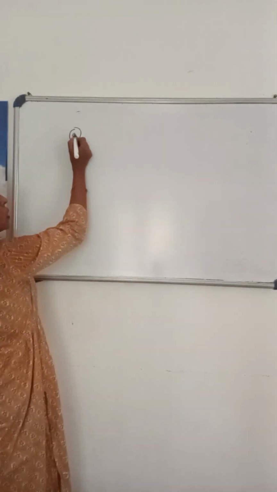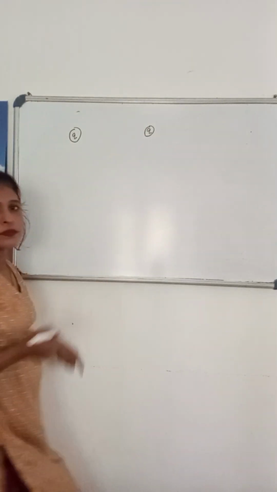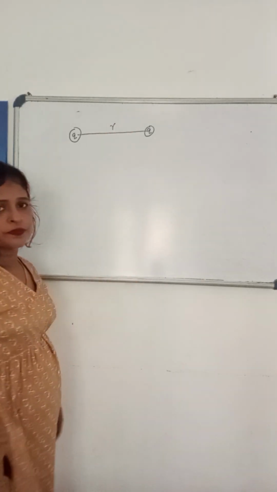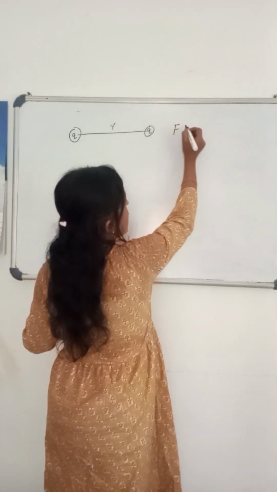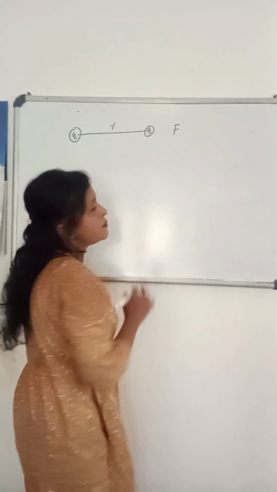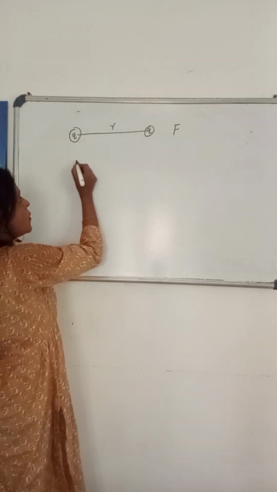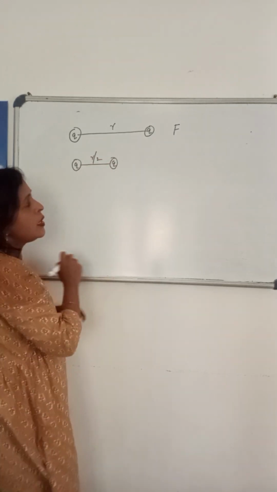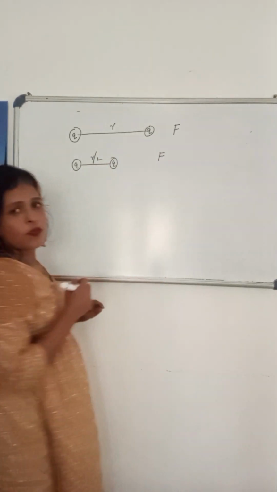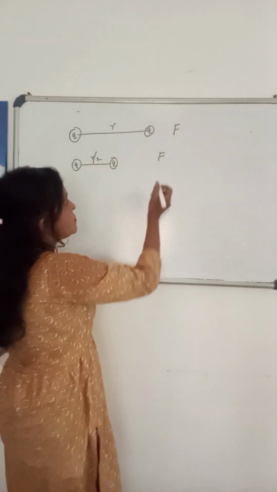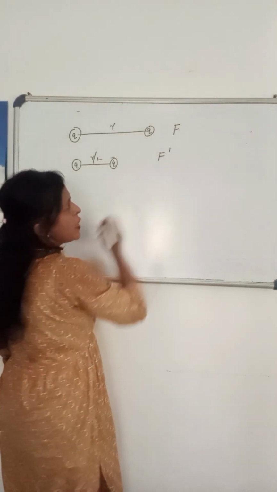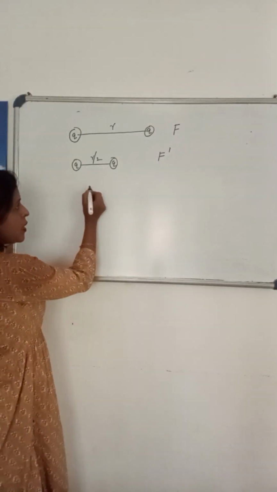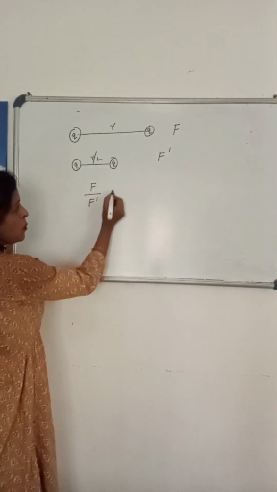Suppose these are two charges Q and Q, which are kept at a distance r. And if the value of the force is F, and we reduce the distance r by 2, suppose the new value of force is F dash. What is the ratio between F and F dash?